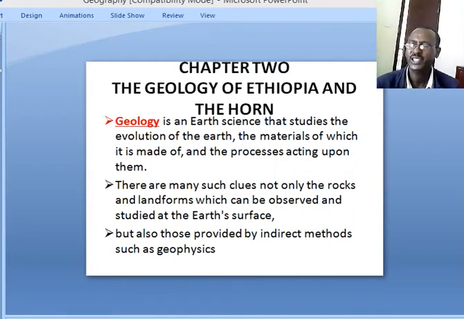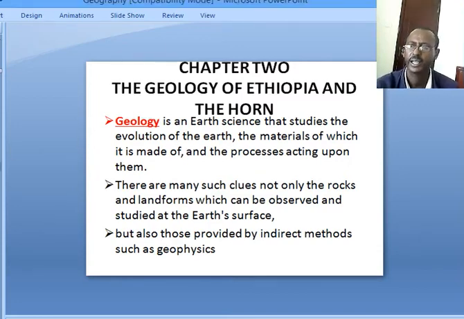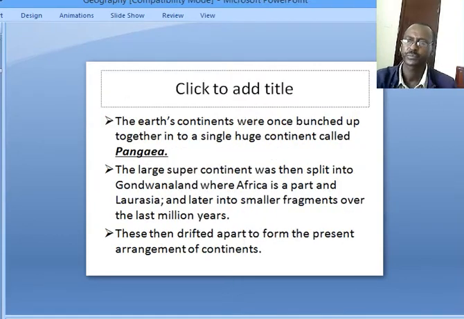So there are many clues, not only the rocks and landforms, which can be observed and studied at their surface, but also those provided by indirect methods such as geophysics. In geology, what's most important is that we need to study the different continents.